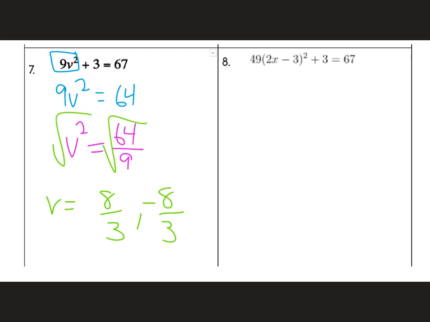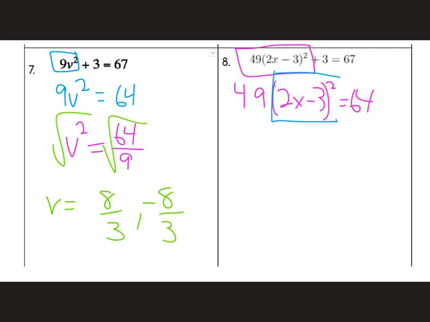The last one. So my first goal is, can I get this by itself first? So I'm going to do that by subtracting 3. So I'm going to get 64. Oh, that's a familiar number. And then next step is, can I get this by itself? So I'm going to divide by 49, because that 49 is being multiplied. Don't distribute that 49 in, because we have that squared. So 64 over 49.